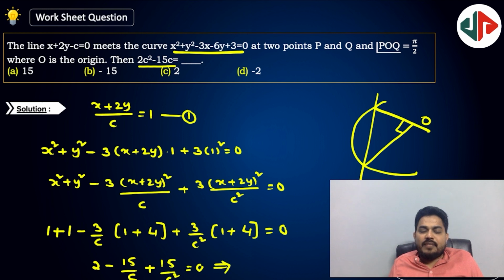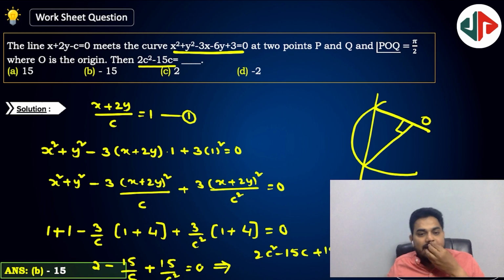So what is the thing? 2c square minus 15c plus 15 is equal to 0. So the required answer is minus 15. Moving to the next question.